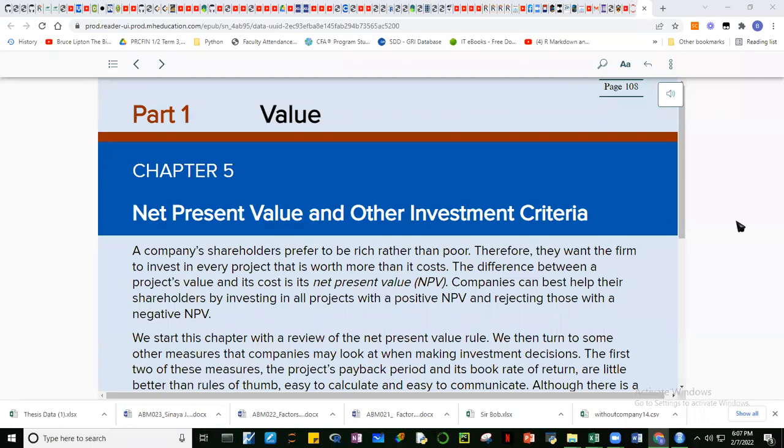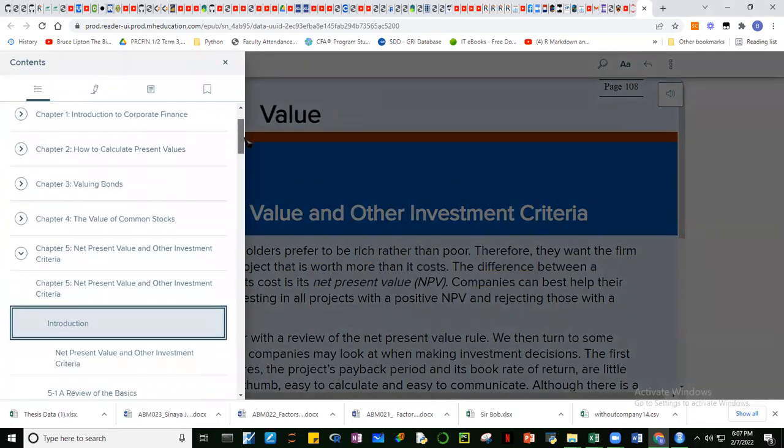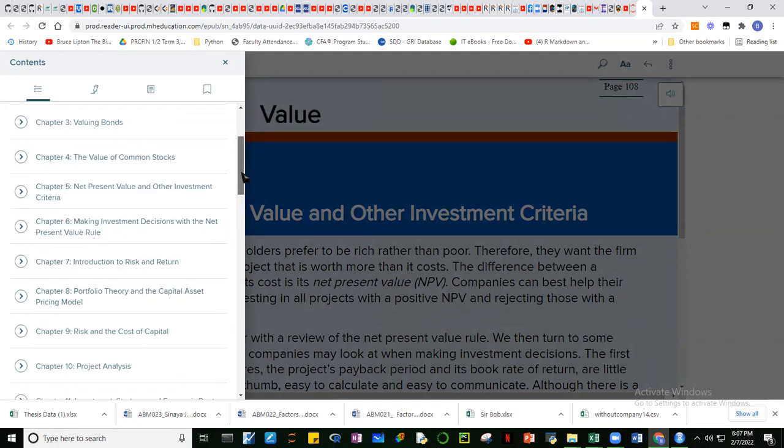The last two topics that we'll be covering for this subject are capital budgeting, long-term investments, and then the cost of capital. The coverage of capital budgeting is in chapter 5 and chapter 6 of the text.